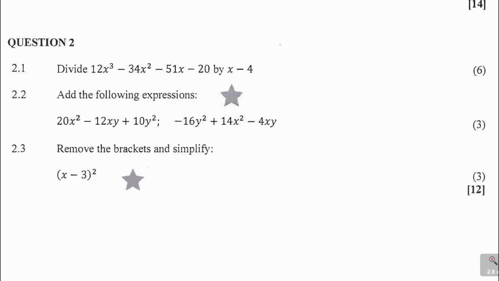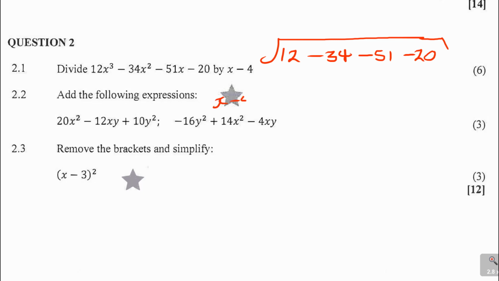But if I was doing it quickly, this was what I was going to do. I'll write the coefficients of x cubed, x squared, and x. So it will be 12, minus 34, minus 51, minus 20. And then here it's x minus 4. So I say x minus 4 equals 0, and that becomes x is equal to 4.